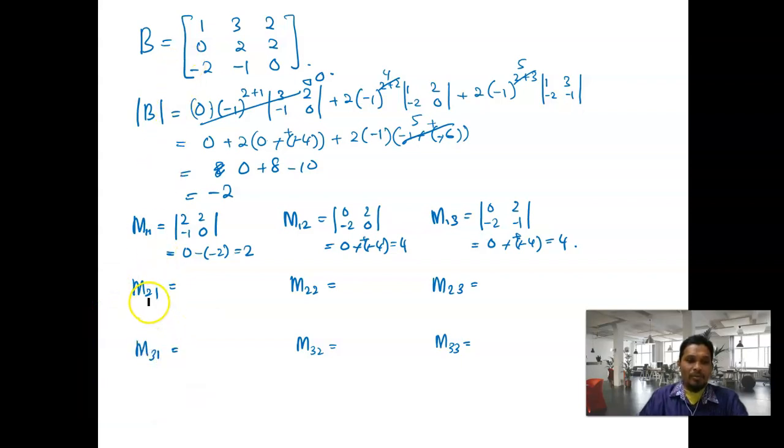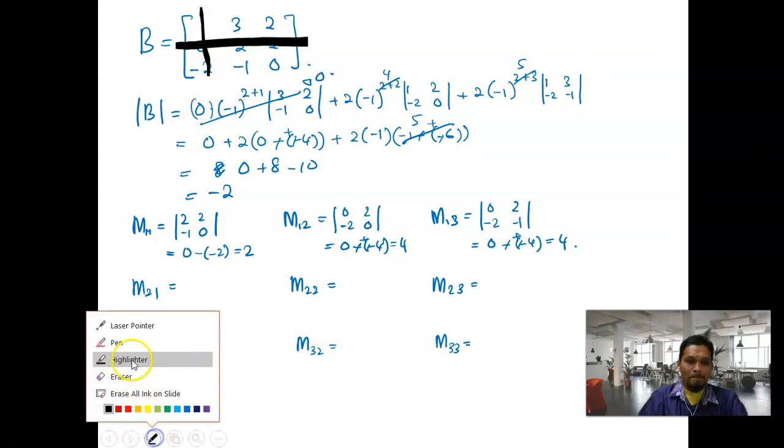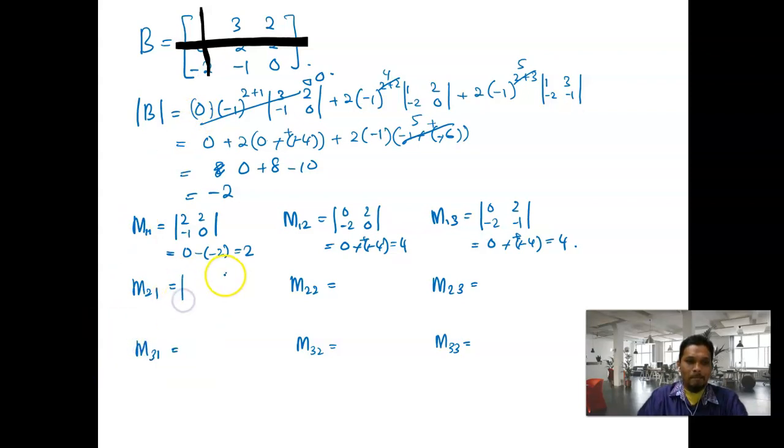Right now, we will look into the element in row 2 and column 1. So what we have here right now, we got 3, 2, negative 1, 0. 3 times 0 equal to 0 minus 2 times negative 1 equal to negative 2. Negative, negative become positive. So 0 plus 2 equal to 2.